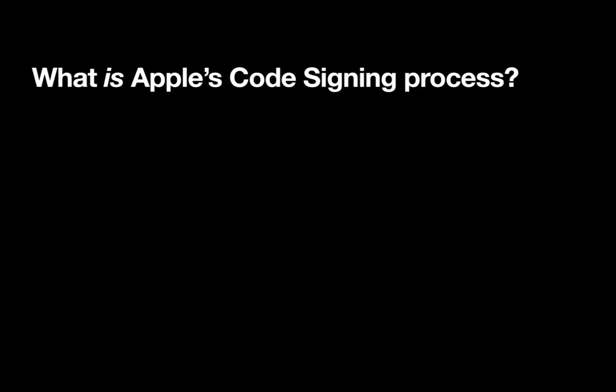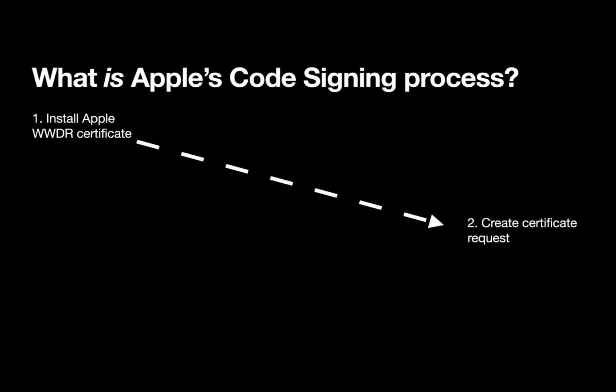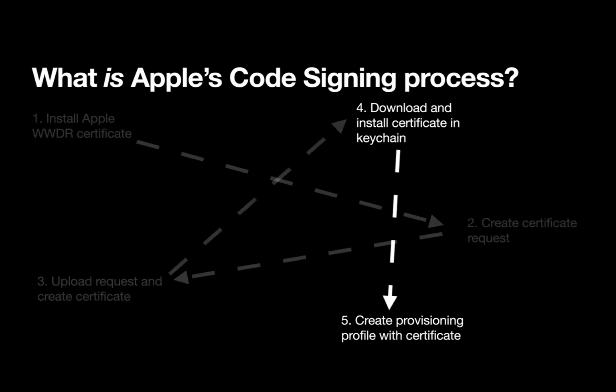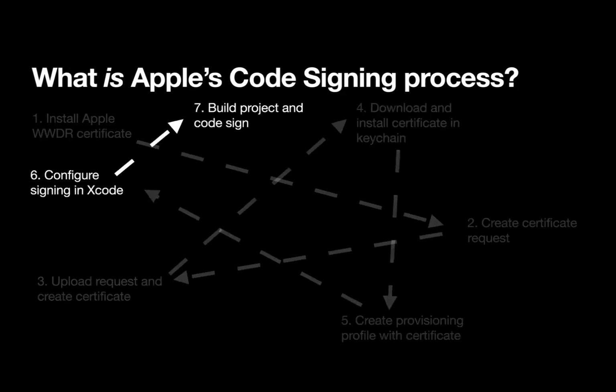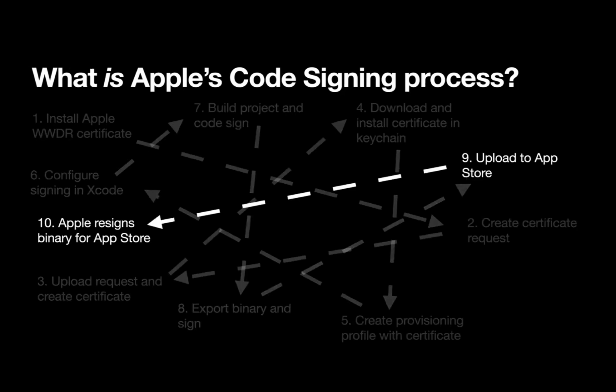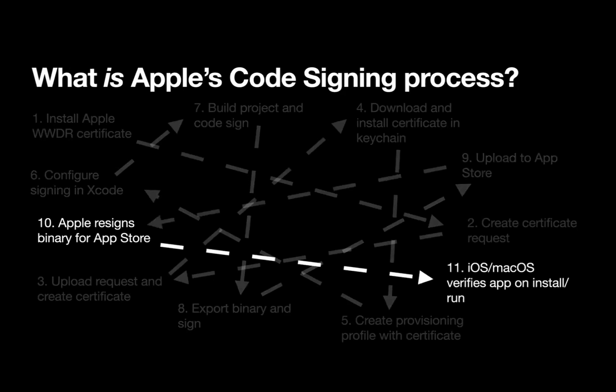So going into Apple's code signing process, it's one of the easiest things that Apple has. We first start off with installing your Apple Worldwide Developer Relations Certificate. Then you create a certificate request, upload request, create certificate, download, install certificate in keychain, create provisioning profile with certificate, configure signing in Xcode, build project and code sign, export and sign, upload to App Store, probably get rejected for something. Apple re-signs it with their cert for App Store, and then it gets verified on the Mac. I can send you a screenshot of this.